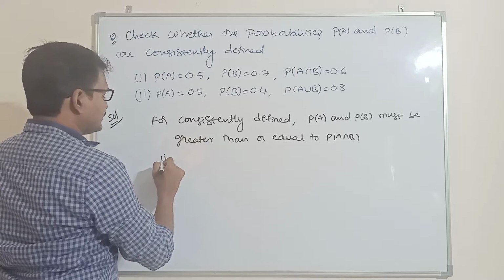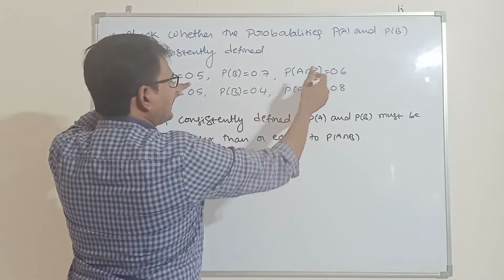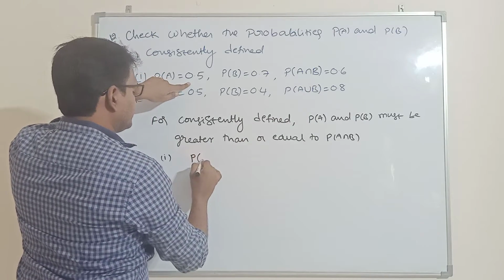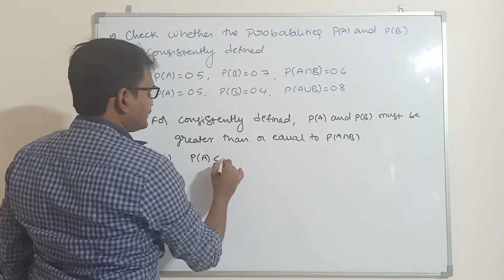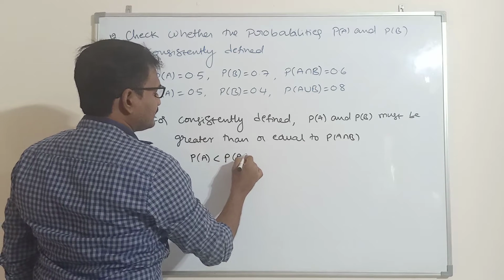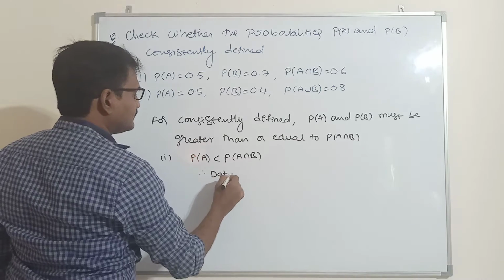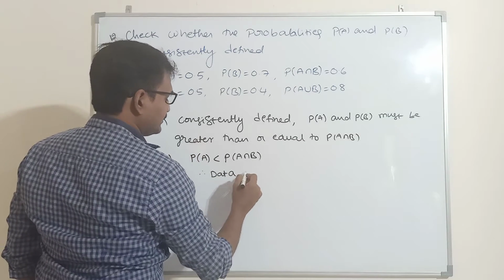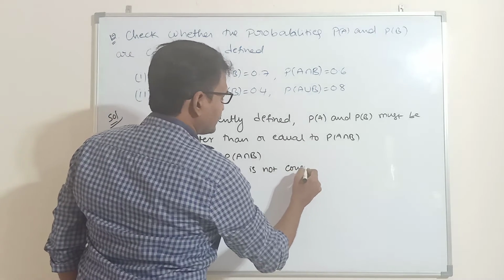Here in the first question, if you take P of A and P of A intersection B, P of A is 0.5, P of A intersection B is 0.6. That means P of A is lesser than P of A intersection B. Therefore, the data is not consistent.